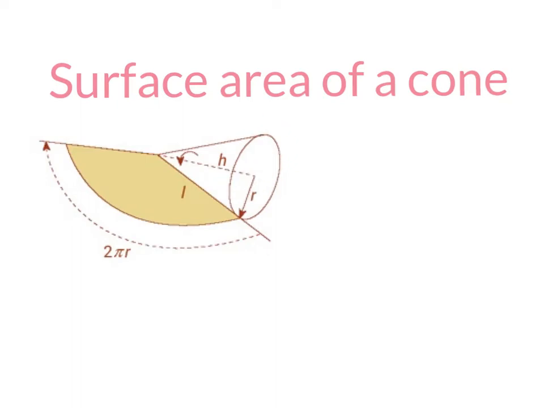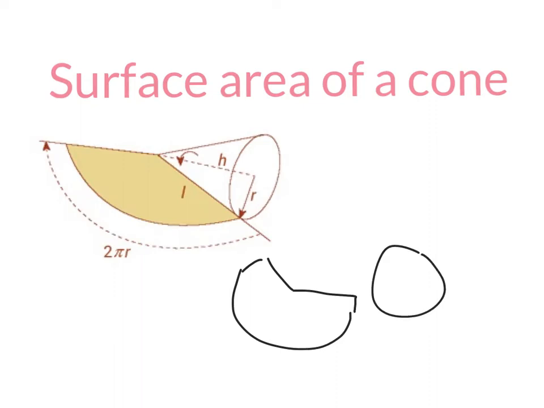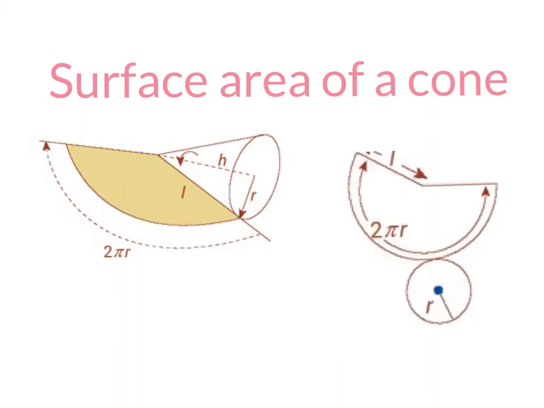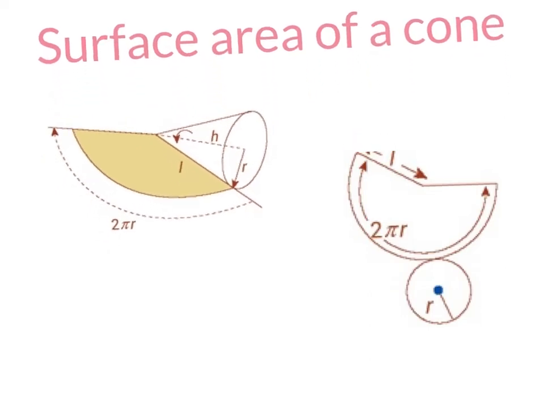So normally when you cut it all out, the net of a cone will look something like this. Not really probably the best diagram. All right, so it looks something like that, and then you'll obviously have your base, which is your circle at the bottom. Now, what is the formula for the surface area of a cone?